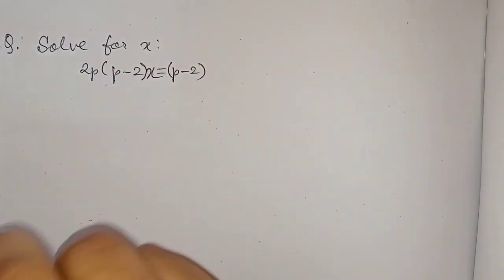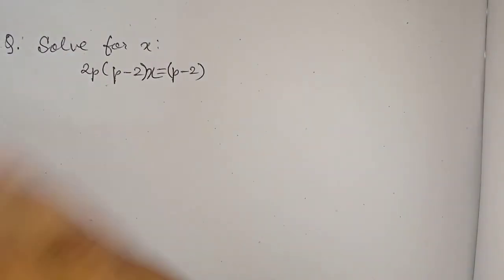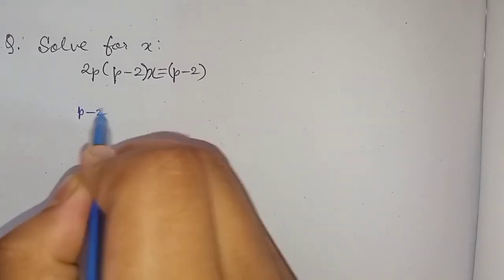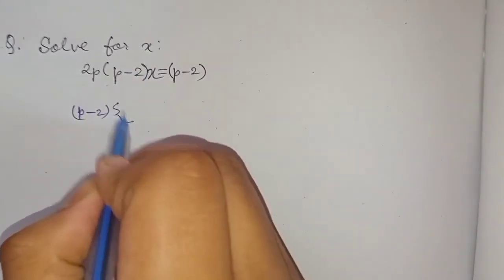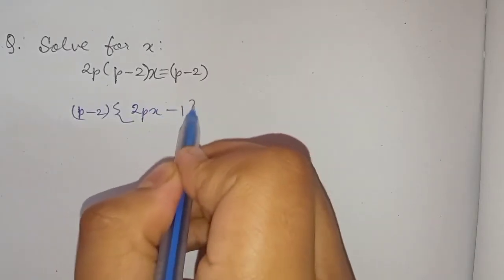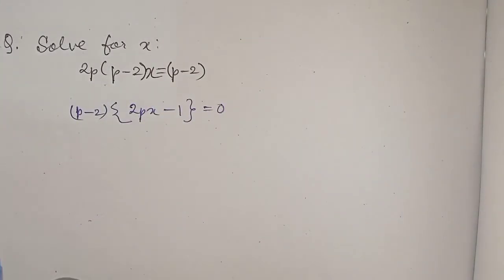Let me explain. The general strategy to solve these questions is to bring everything to one side and then factorize. If I bring the p minus 2 term to this side and then factorize, what I get is (p minus 2) into (2px minus 1) equal to 0. Now see, the product of two terms is equal to 0. This happens when one of them is equal to 0.